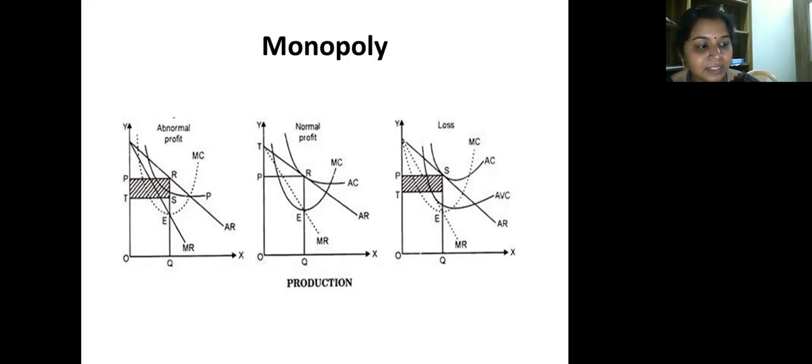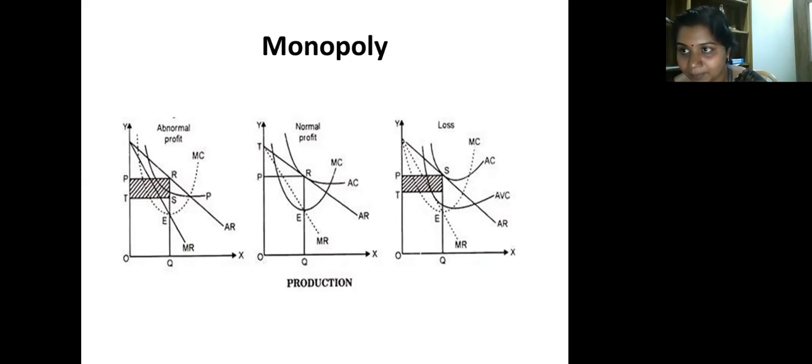Okay, so again the second difference, other than this revenue curve, the second difference between the monopoly and monopolistic market structure, it is very, very important. What is the second difference between monopoly and monopolistic? It is the long run diagram. So in the long run, what will happen? For monopolistic, always normal profit. For monopoly, it is always abnormal profit. That is the difference between monopoly and monopolistic.